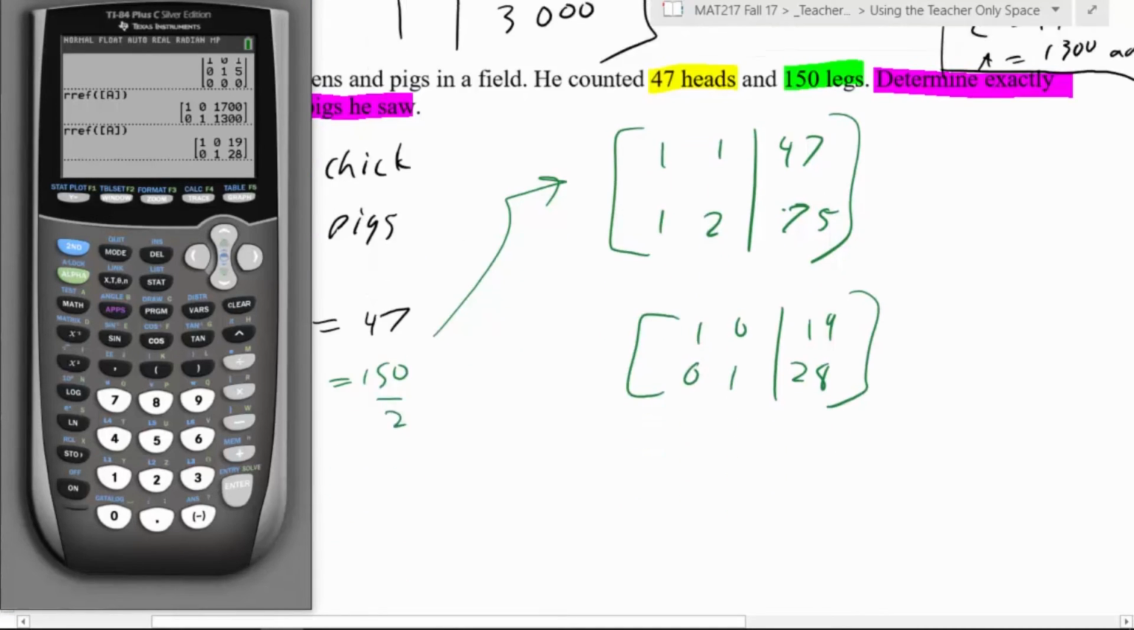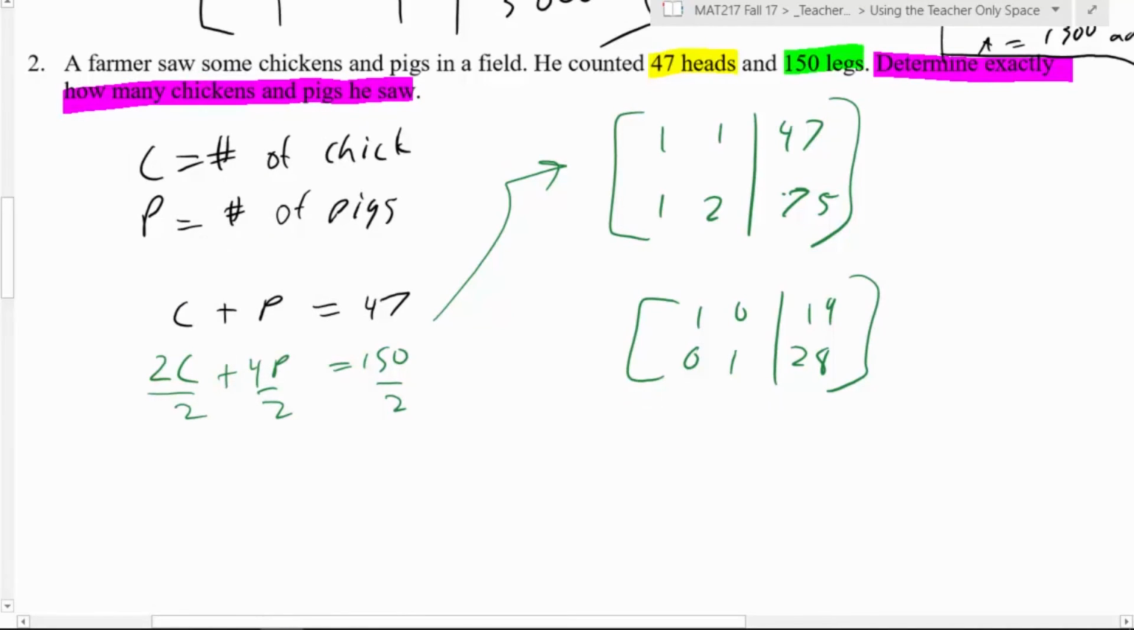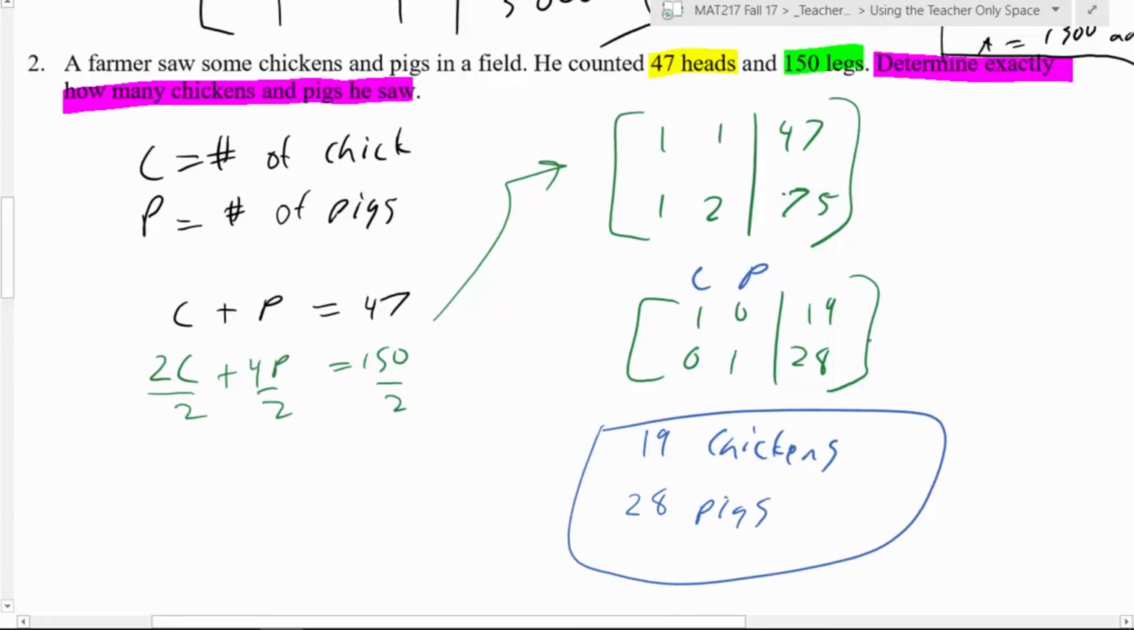So what does that mean? Interpret your answer. Let's see. Don't forget your columns. This was C, this was P. So therefore there were 19 chickens and 28 pigs. Now, is it okay to jump straight from here to here? Absolutely. As long as you're writing your answer out and you're fully interpreting it, that's perfect. You don't have to show me the C equals 19 and P equals 28.